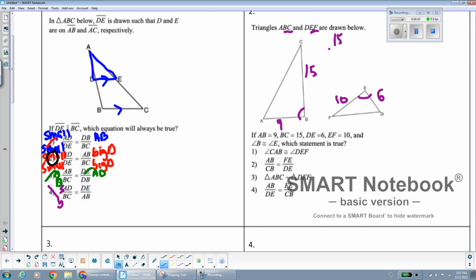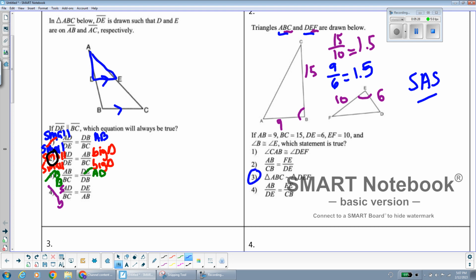So 15 over 10, I just want to see what the scale factor is. 15 over 10, and that's 1.5. AB is the first two letters, so it should correspond to the first two letters, DE. So I'm going to also check out the scale factor of 9/6, and that once again is 1.5. So we do see that the corresponding sides are proportional and there is a congruent angle in between. So already I see that these triangles are similar by SAS, and then I have the correct answer.